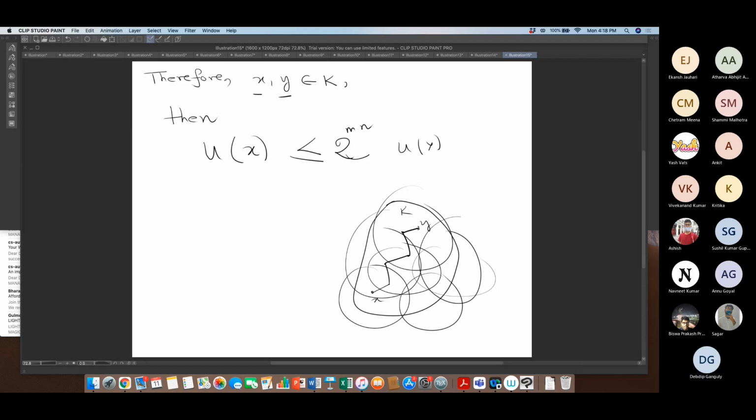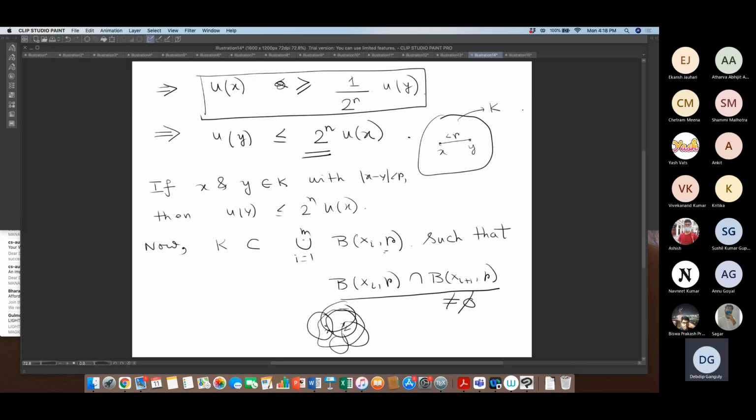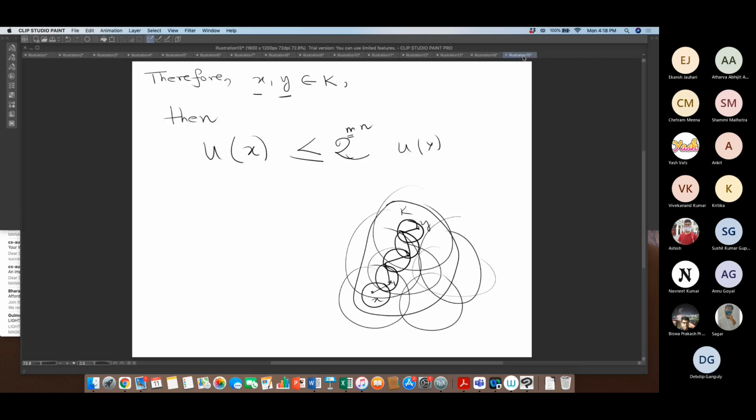Yes or no? Like this you have, like this you have, like this. u(x) is less than u(x1), x1 is less than x2, each step contributing a factor of 2 to the power n. So now the maximum number of steps it can have is m, because we have m number. Is that clear? Is that clear? Yes or no?